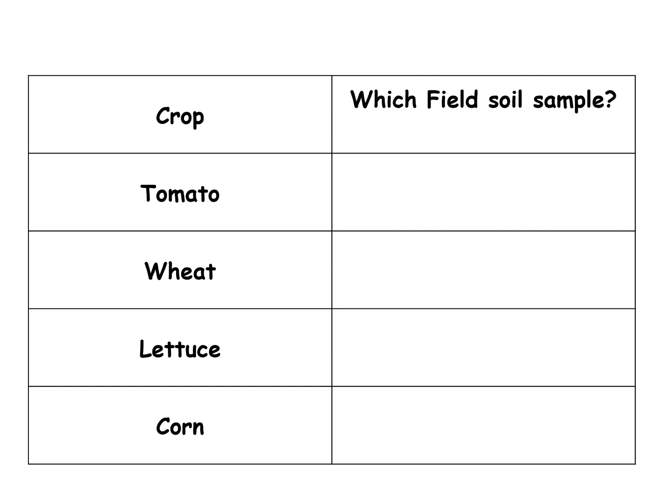Okay, so let's go through this. Lettuce was in field D. We're going backwards through the fields here. So D would be where you put your lettuce. C, you'd put your wheat. B, your tomatoes. And A, your corn. So you should have used the information in the fact sheet to help you do this.